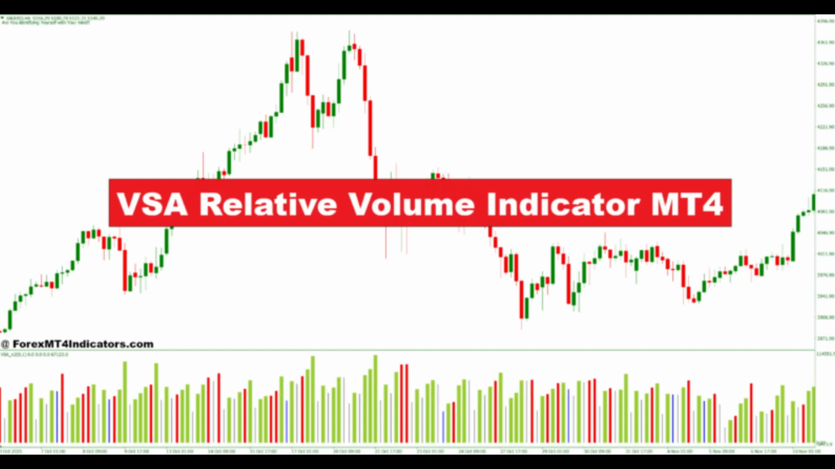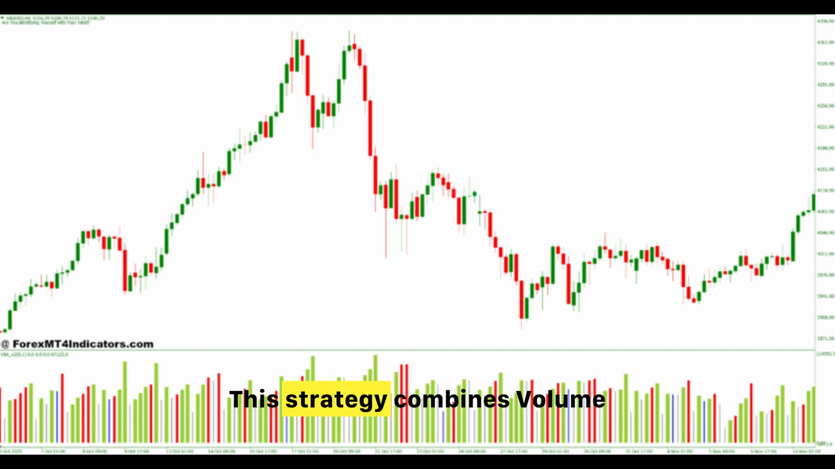Most traders only watch price, but smart traders watch volume. The VSA Relative Volume Indicator MT4 helps you spot hidden buying and selling pressure before major market moves happen. This strategy combines volume spread analysis, or VSA, with relative volume data to reveal institutional activity in the market.